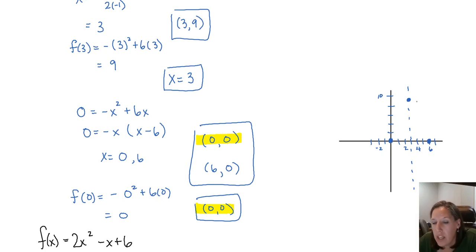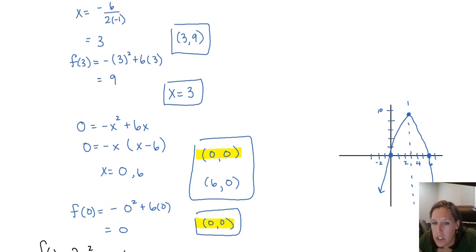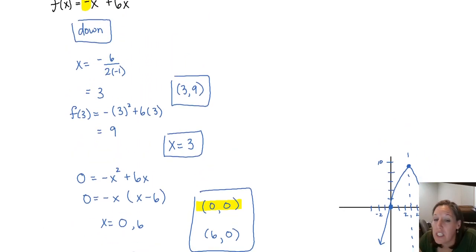Now, if we needed another point, if for some reason we only had one x-intercept, because that x-intercept was our vertex, then we could use that line of symmetry to help us get another point. But this gives us enough information to sketch the graph of our parabola. And we do see that our points do line up for it to open down.